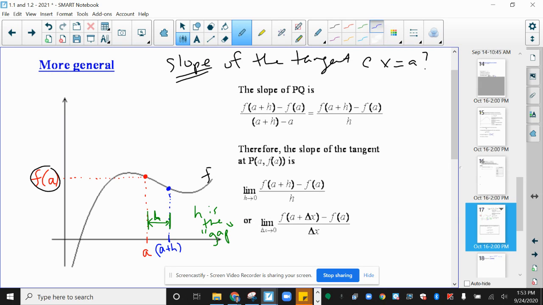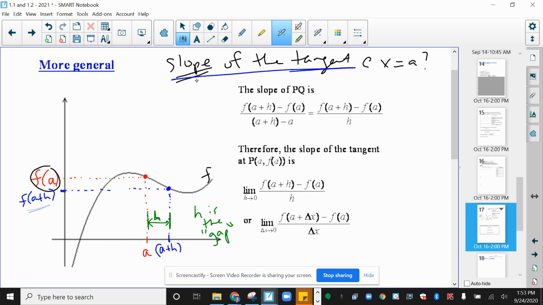Okay? And so that blue point then has a y value. It's called f at a plus h. You're taking that x value, a plus h, and you're substituting it into the function, and it spits out this y value, f at a plus h. All right. So how am I going to get the slope of the tangent?